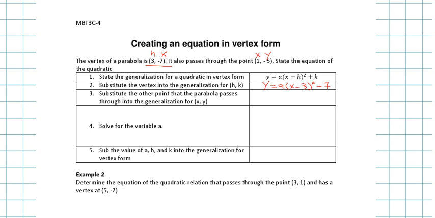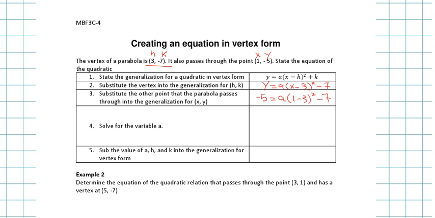Okay? So you're going to have to substitute the other point that the parabola passes through into the x and y. So look what happens. x is going to go in for x, y is going to go in for y. So I'm going to have -5 equals a(1 minus 3) squared minus 7. So you should be able to see right now that everything else is numbers except a. So it's as simple as isolating for a and solving for it.